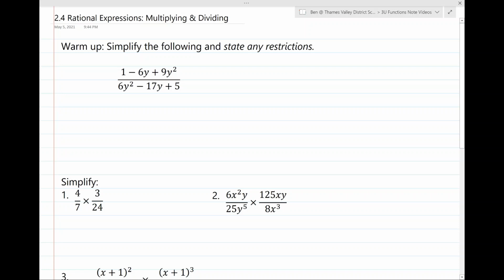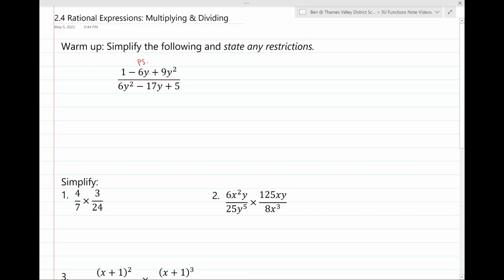So just like in the last video, here we're going to warm up with what we learned last time. We're going to start off and we need to simplify this. In order to simplify, we need to cancel. In order to cancel, we need to state any restrictions, and in order to state any restrictions, we need to factor our denominator here. Here we're going to start off by factoring both the numerator and the denominator.